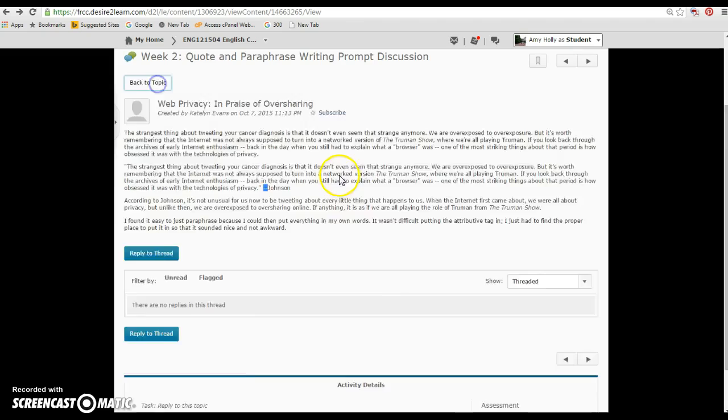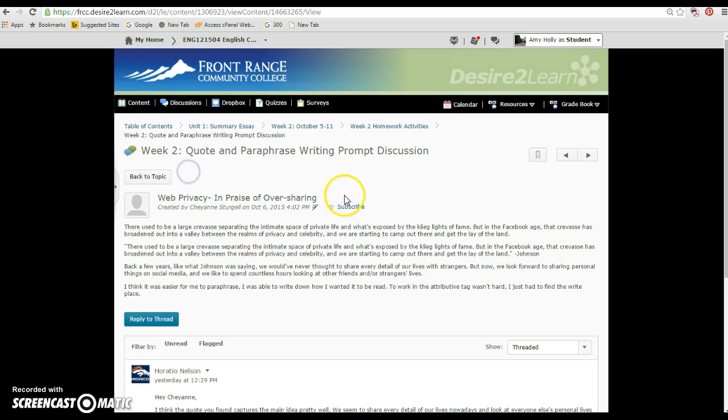We can look at another example of that in Cheyenne's post way down here. Cheyenne's doing the same thing right here. But then down here, she says, "back a few years, like what Johnson was saying, we never would have thought to share every detail of our lives with strangers." So this is a correct attributive tag. It has his name and a verb. And this one is more of just a tag line. It's not actually going to be grammatically correct within the sentence in whatever paragraph you're writing in your summary. So just be aware that you do need to have the author's last name attached to a neutral verb for attributive tags in your summary and your response and any writing you would do from this point forward, basically.